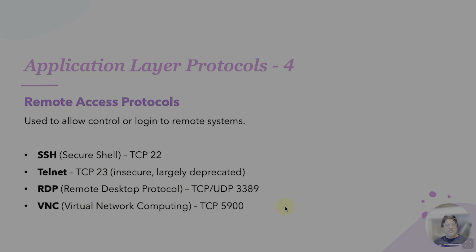Then there are the remote access protocols used to allow control or logging into remote systems. This is SSH, Secure Shell, which uses TCP 22. So ideally, you want to use SSH if you want to log into, let's say, a Cisco switch, or if you're going to log onto a Linux machine. Try to avoid Telnet, which uses port 23. You may want to consider closing this down.